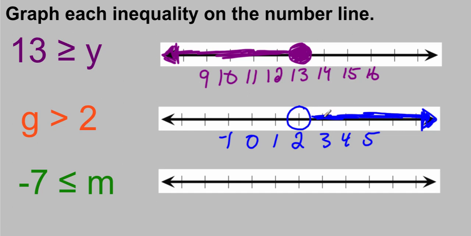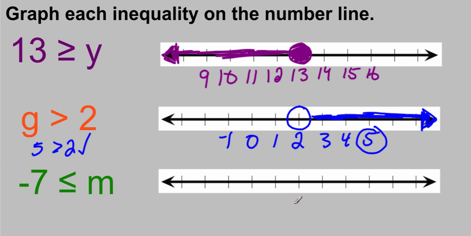And then a quick check is pick one of the numbers that you shaded in. So I shaded in the 5. Is 5 greater than 2? Yeah, that's true. So I know I shaded the correct side of my number line. This one is another one we should start by reading it out loud.